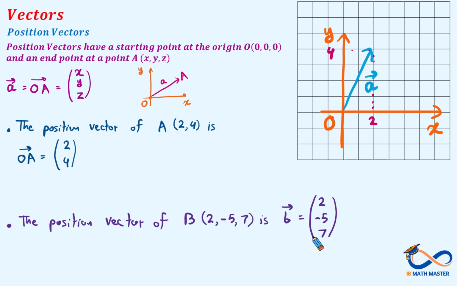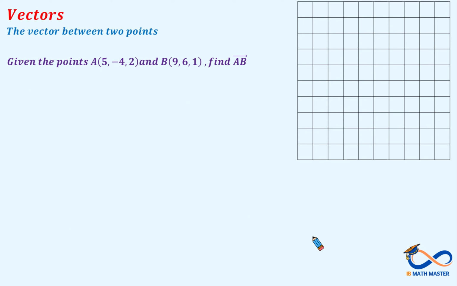So now, after we studied position vectors, we'll move on to an important idea, which is how to find the vector between 2 points. Let's assume that here we have 2 points in the space, A and B. We need to find the vector AB that connects both. This vector here, as we see, starts from A and ends at B.